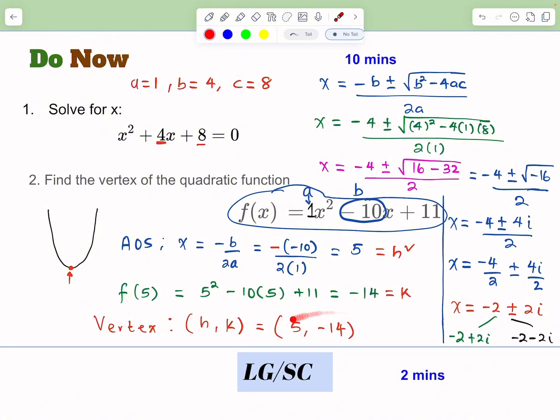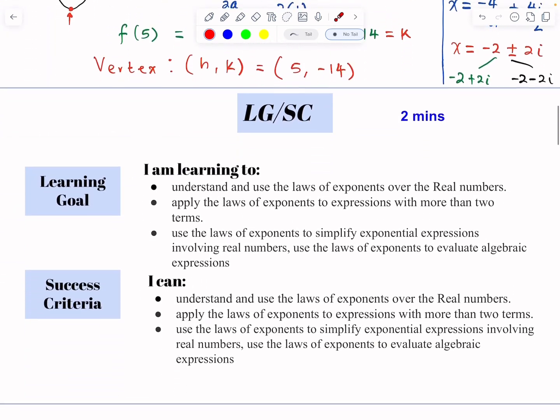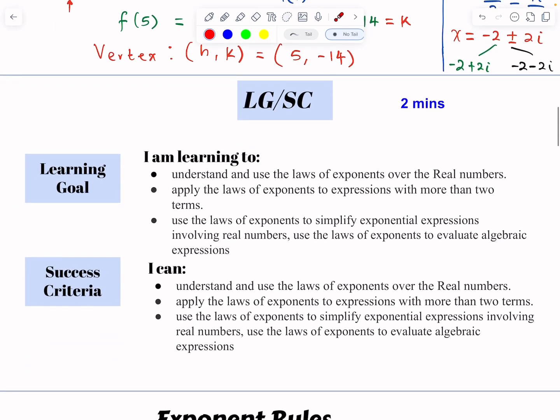Now let's go ahead and see what we're going to learn today in class. Our learning goal is that we are going to see the exponent rules. We are going to understand and use the laws of exponents over the real numbers, and then we will be able to apply these exponent rules to expressions with more than 2 terms.